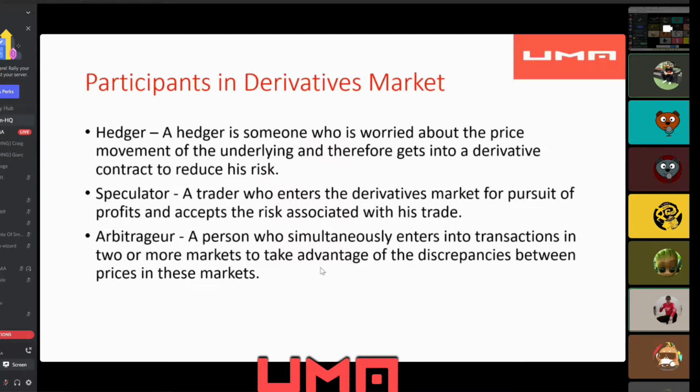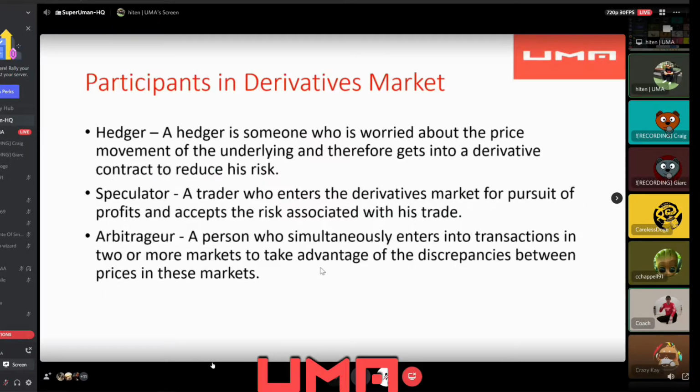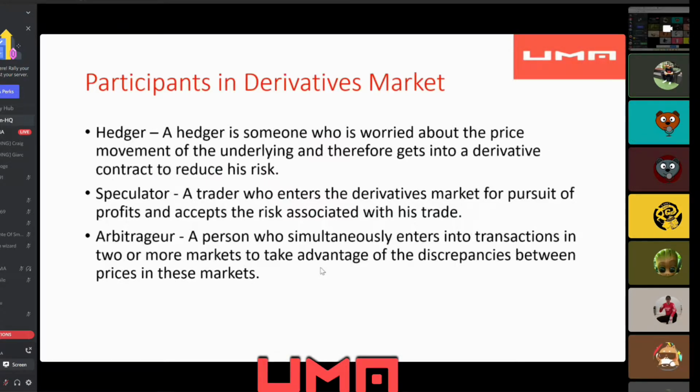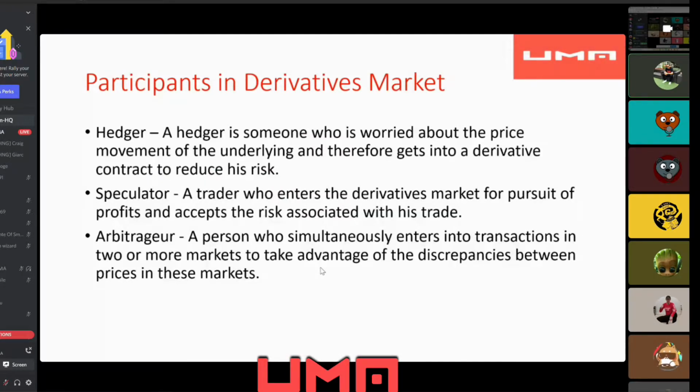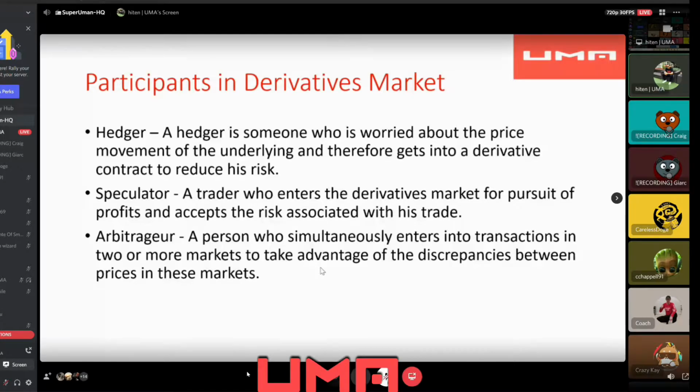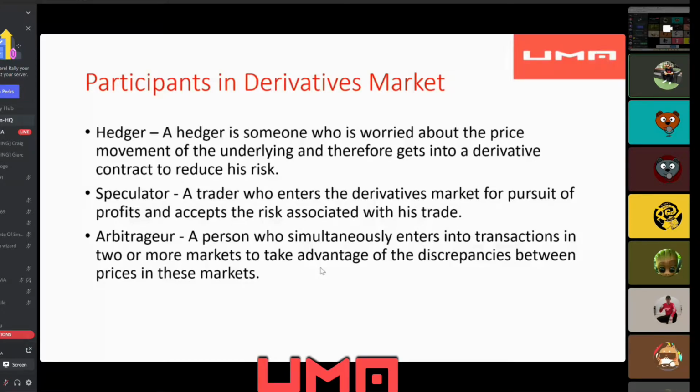Moving ahead, participants in the derivative market. Who all get into the derivative market, and what is the purpose when someone gets into a position in a derivative market? The first one is quite important, and I think this is the main reason why the derivative market was formed, and that is hedging. So who is a hedger? A hedger is someone who is worried about the price movement of the underlying and therefore gets into a derivative contract to reduce his risk.